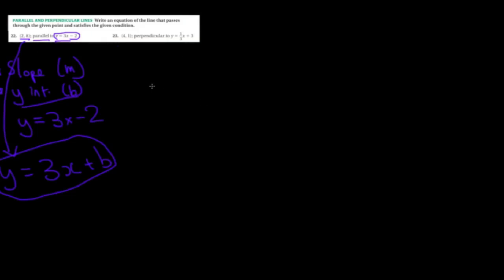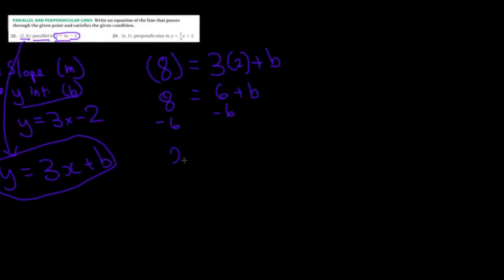So 8 is gonna be equal to 3 times 2 plus b. To simplify, this is 8 equals 6 plus b, and if we subtract 6 from both sides, we get 2 as our b. So that will be our answer up here, positive 2. That's how that works.